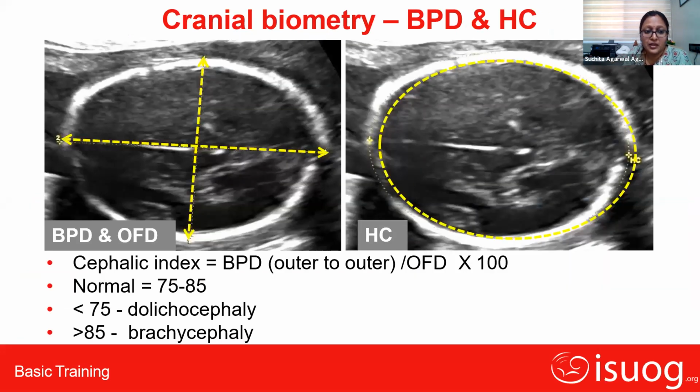Then, what is the importance of the biparietal diameter and the occipitofrontal diameter? It is the cephalic index. Besides monitoring the growth, we also look at the cephalic index. What is the cephalic index? The cephalic index is the biparietal diameter divided by the occipitofrontal diameter, multiplied by 100. The normal value is 75 to 85. If it is less than 75, this is dolichocephaly. If it is more than 85, it is brachycephaly.